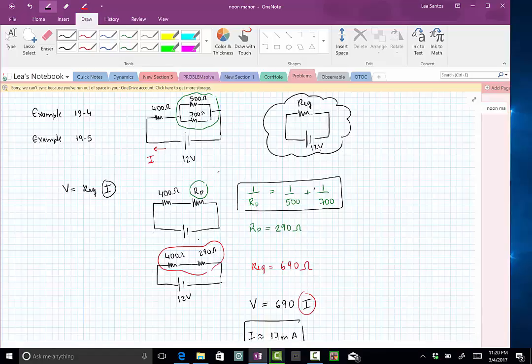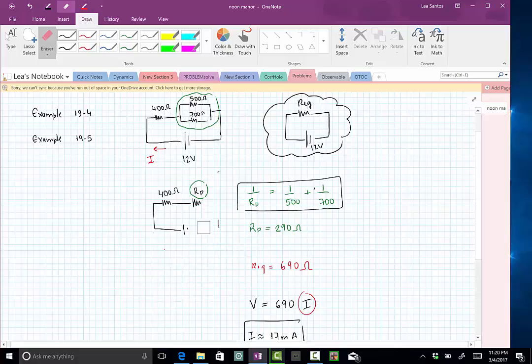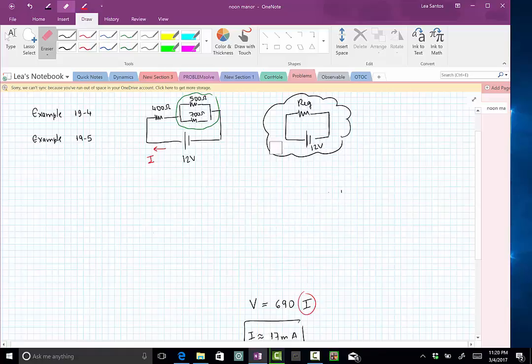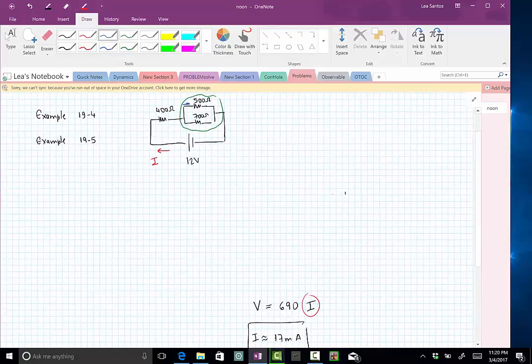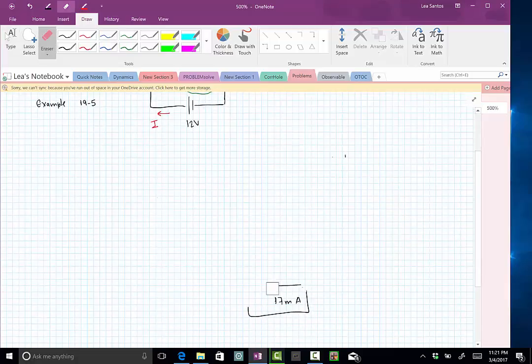Very well. Now comes another question, which is, what is the current that goes through just this 500 ohm resistance? So let me erase all this. Let's just remember that the whole current was 17 milliamps, right? So I'm going to erase all this. And now the question is, what is the current that goes just through this piece here? Okay, so what is this current? I'll call it current 1. Okay, so how are we going to find that? Let's think a little bit.